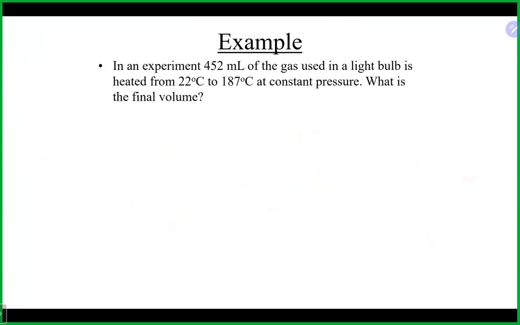All right, then I think we left off here at this example, so why don't we do this here? Take a few moments. We've got an experiment that has 452 milliliters of a gas used in a light bulb. It goes from 22 degrees to 187 degrees. What is the final volume? Take a few moments, see what you come up with.